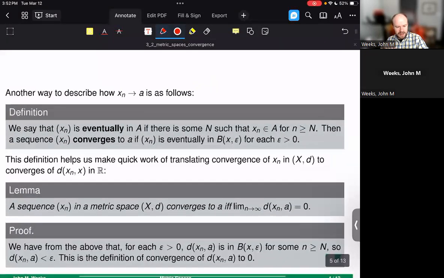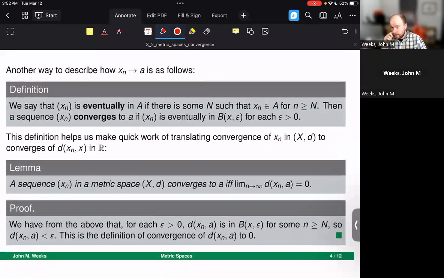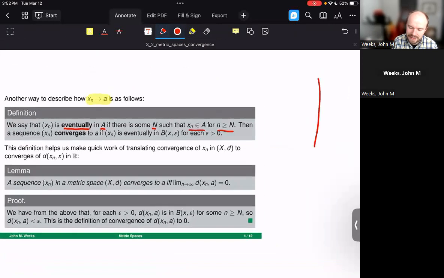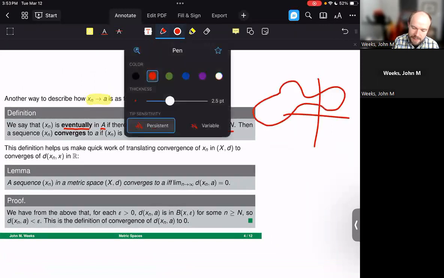But let's go ahead and talk a little bit more about sequence convergence in terms of this geometric picture. Another way to describe x sub n converging to A, like we've seen above, is as follows. We could say a sequence x sub n is eventually in a set A if there is a cutoff point N such that x sub n is inside of the set A for all n greater than or equal to N. Picture-wise, here's your set A over here. It does not have to look like a sphere. It could look like something else. And maybe you have a point.